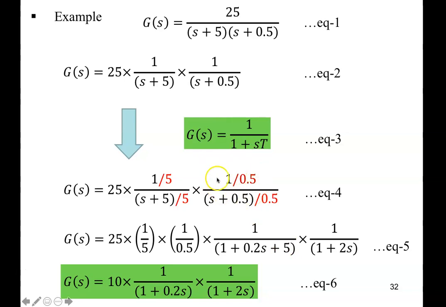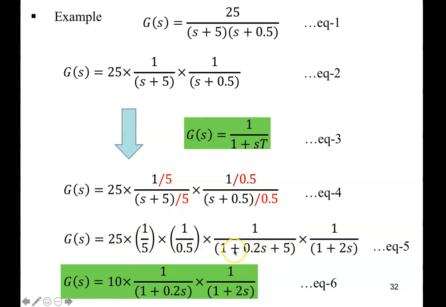For the second part, 1 over 0.5 is moved to the front. So if I divide s by 0.5, I get 2s. 0.5 divided by 0.5, I get 1. Okay, so combining all these values together, 25 times 1 over 5 times 1 over 0.5, that will give me 10. So these three numbers multiplied together will give me a 10.